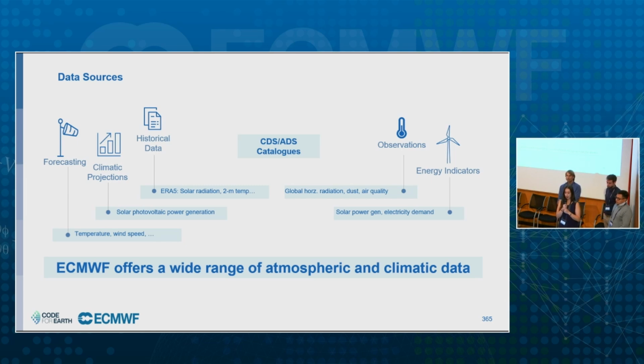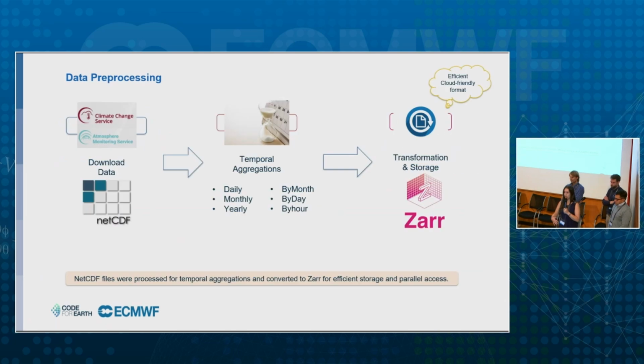So for our project, we have decided to download the considered data in netcdf format, and then we apply pre-processing to calculate the different temporal aggregations, such as the daily average temperature or the cumulative rainfall per year. You can see here a list of the complete aggregations we have chosen.